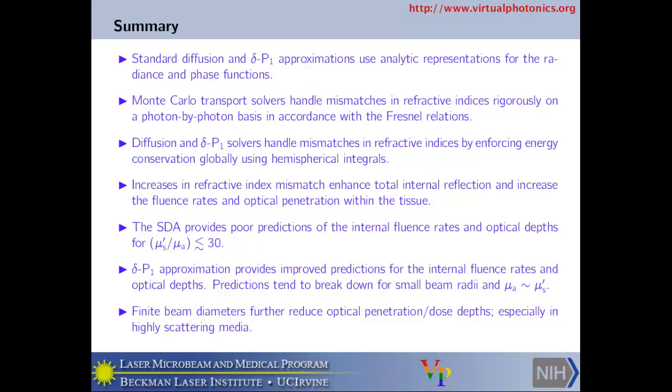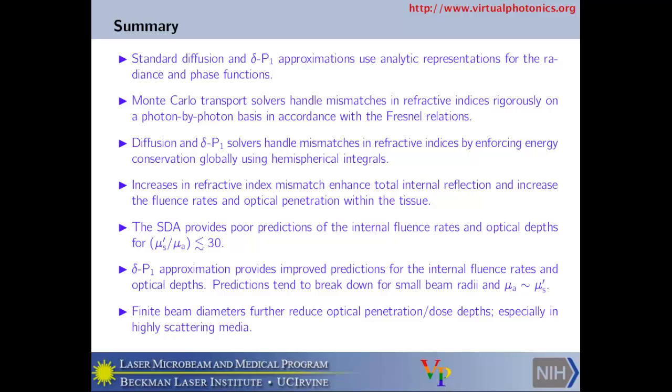So I just have a summary, and instead of recapitulating the teaching objectives, I wanted to provide more details. I just want to emphasize that, number one, the standard diffusion and delta P1 approximations use analytic representations for the angular distributions of the radiance and the phase functions. They provide a really useful way to get closed form solutions or more rapid solutions. You can also implement numerical solvers for these approximations, which are useful for complex geometries.